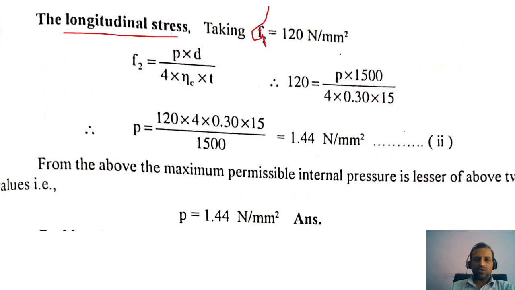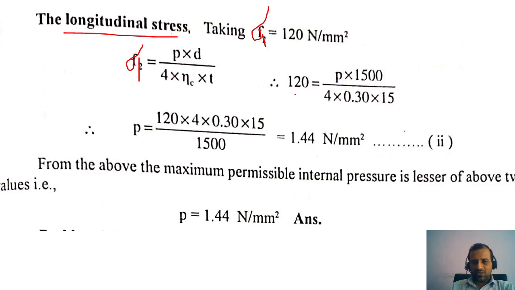as 120 Newton per mm square now. So now sigma L, you know the formula, PD by 4T. The efficiency is given in the problem. So neta C you have to take. Neta C is efficiency of the rivets in the circumferential direction. If you are calculating sigma L in the longitudinal direction, at the denominator you have to take the efficiency of the rivets in the circumferential direction.